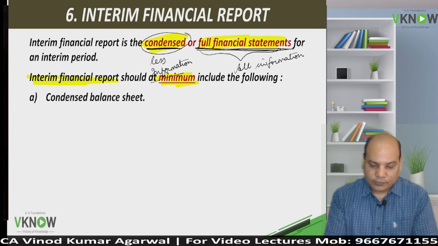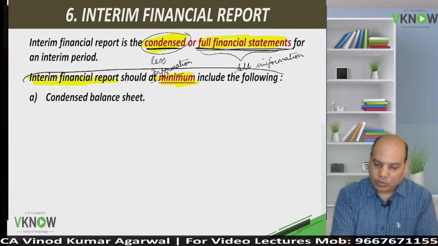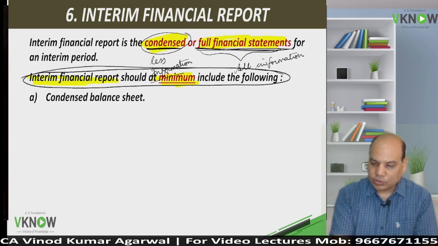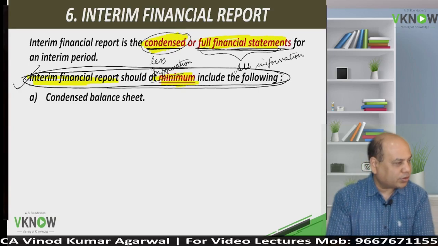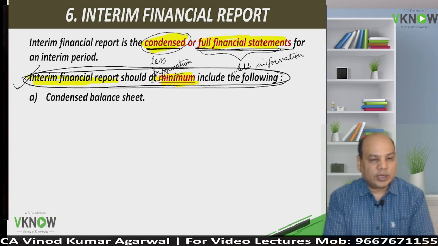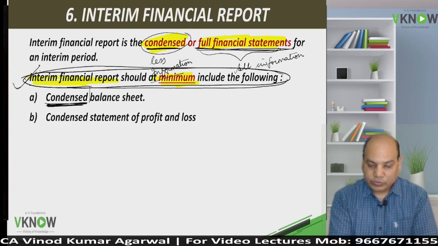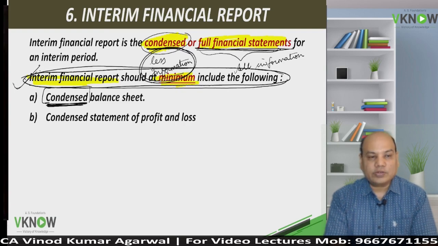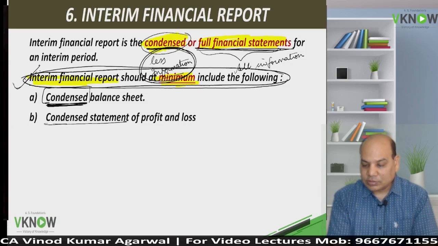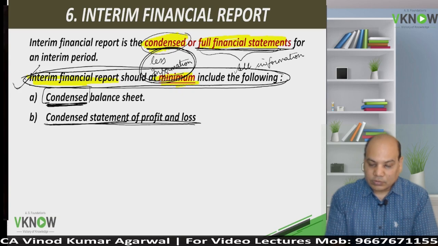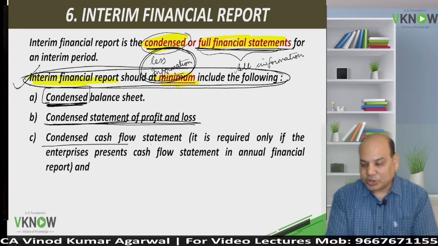So what is the question for you in the exam? What are the minimum requirements of an interim financial report? Tick mark. This can be a question in the exam for 4 marks or a multiple choice question. So you will say one is condensed balance sheet. Condensed means less information, not the same information which is given in the annual report. Then condensed statement of profit and loss, condensed cash flow statement.